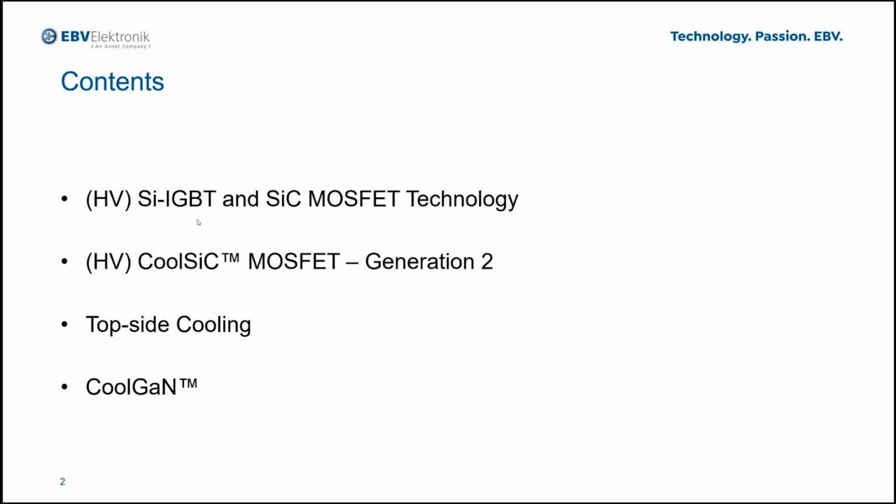And this part will cover mostly high voltage topics. And the second part is a little bit more on the mechanical side, related to topside cooling, which is a new trend in packages. And last but not least, also as was mentioned in the presentation from Jomberg, about CoolGaN, which is the gallium nitride technology from Infineon. So let's move to the silicon IGBT.